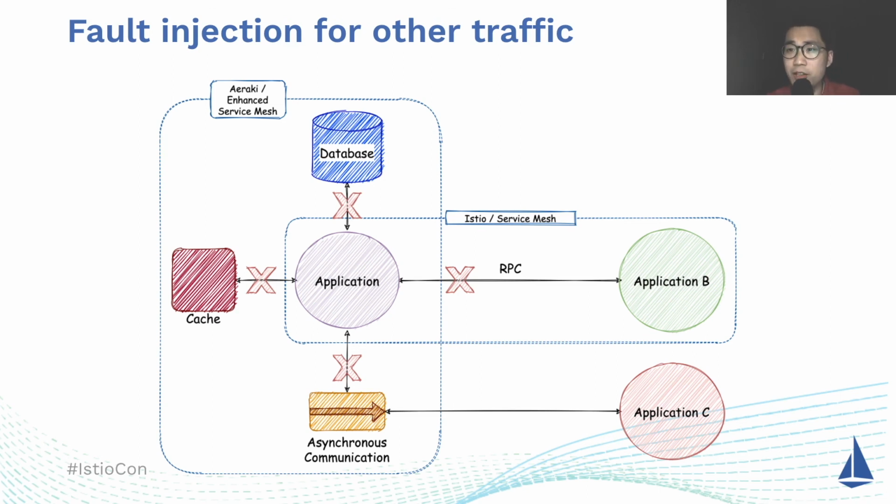Next, we talk about fault injection. Istio can perform fault injection on a lot of services. This is really cool, but it's not enough. In distributed systems, databases, caches, and message queue systems are not always available either. So Aeraki can help the chaos engineering system work better by providing more fault injection points, like aborting cache writes, increasing database latency, etc.